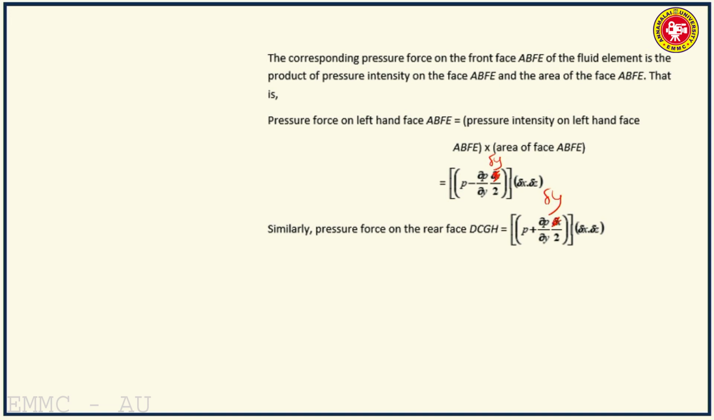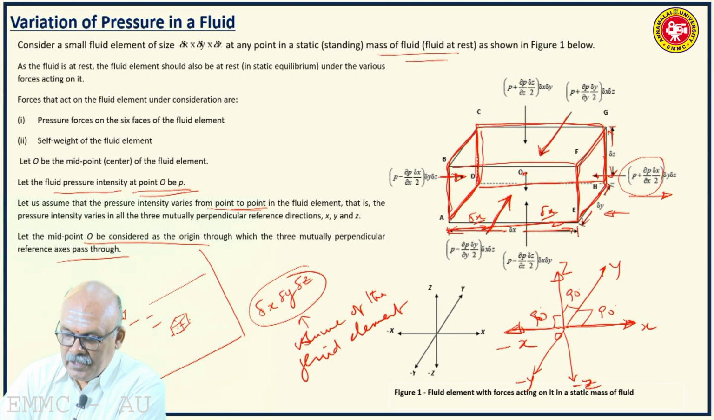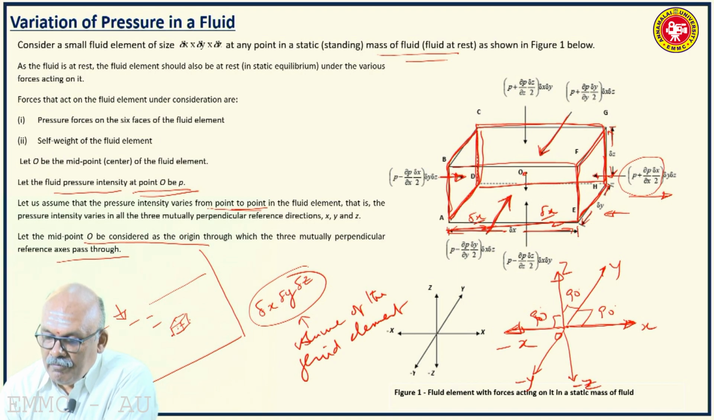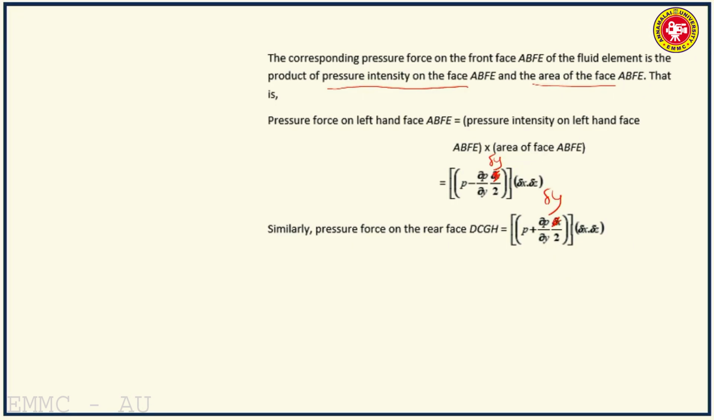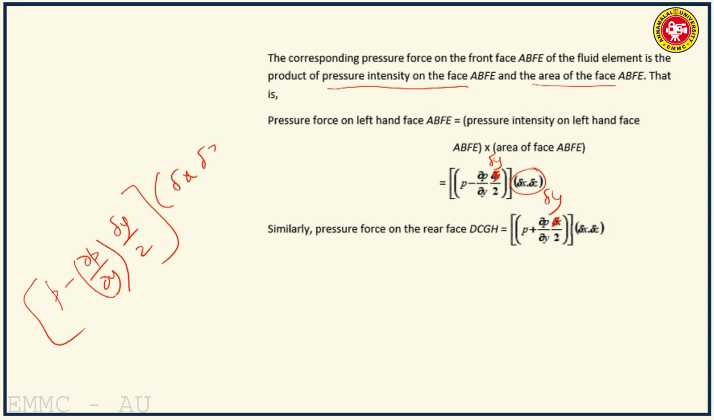So the corresponding pressure force on the front face ABFE of the fluid element is what? The product of the pressure intensity on the face ABFE and the area of the face. What is the area of the face ABFE? We will go back to the ABFE. So AB, it is delta Z. BF, it is delta X. So delta X delta Z is the area. So P minus dou P by dou Y into delta Y by 2 multiplied by delta X delta Z.